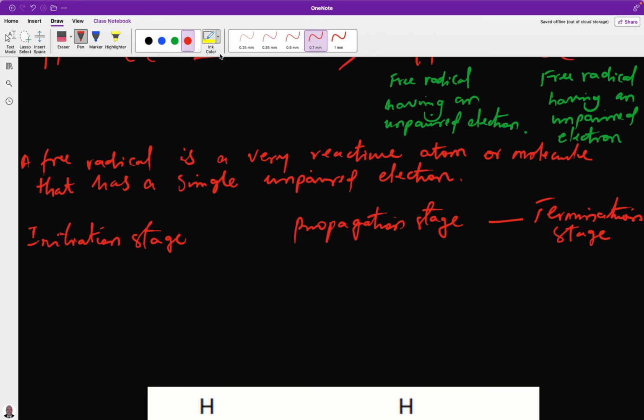In this initiation stage, there is the formation of the free radicals. Then at the propagation stage, a free radical reacts with a molecule. Then at the termination stage, a free radical is reacting with a free radical. Well, when we go to reaction mechanism in alkanes, you will see it better.